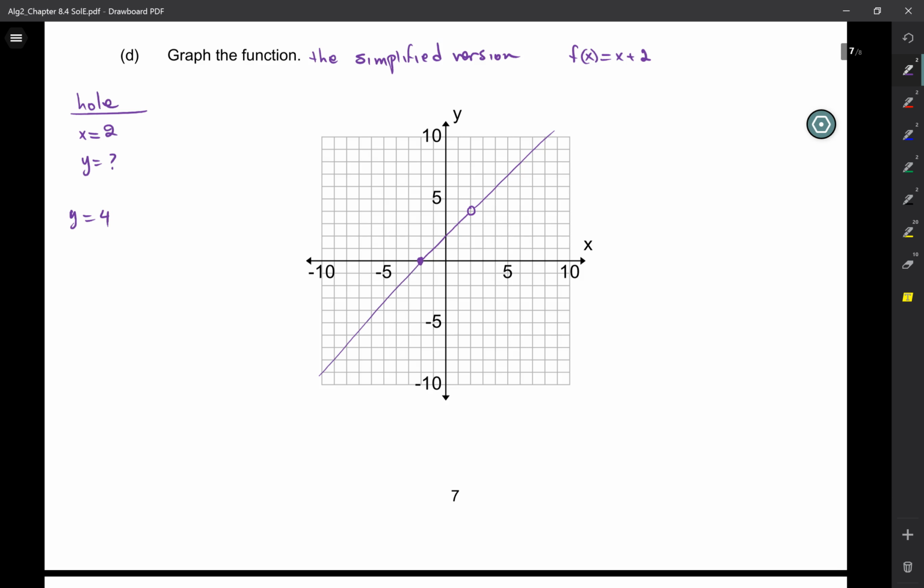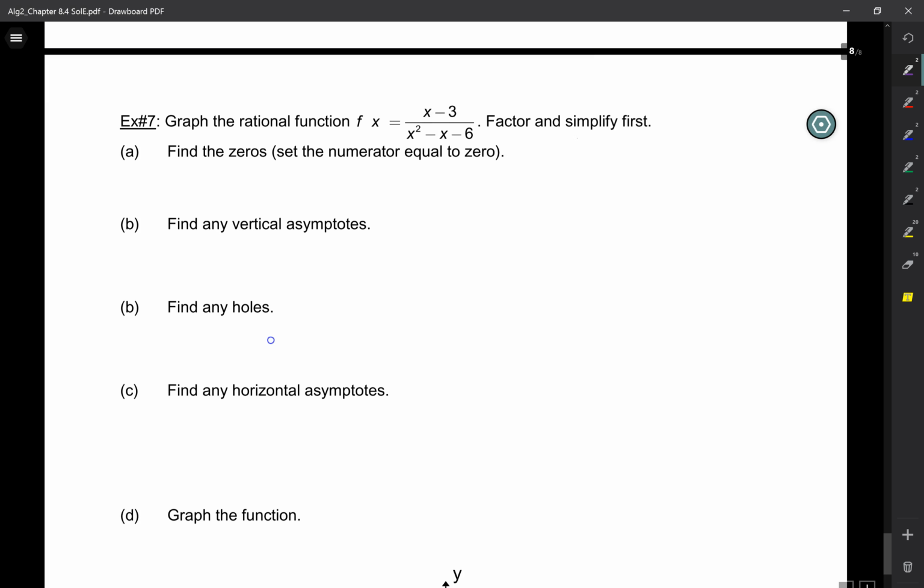Okay? That's where the hole is. There's a hole. How else would you draw a hole? Why is it not colored in?